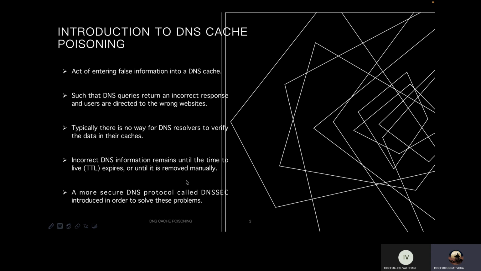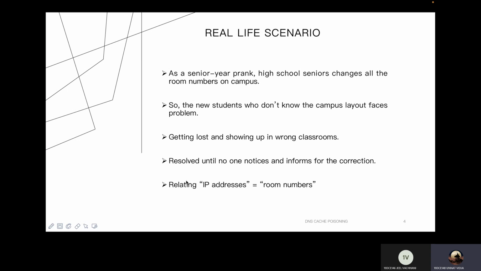Typically there is no way for a DNS resolver to verify data in its cache. And this incorrect information remains until the time to live, TTL, expires or until it is removed manually. So basically, to resolve DNS cache poisoning, a protocol called DNSSEC is used to solve this problem.